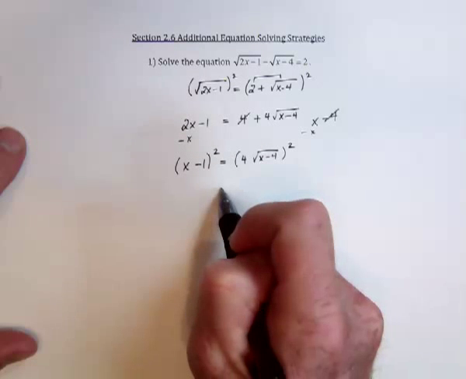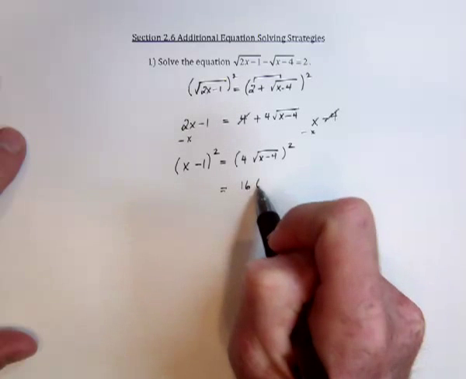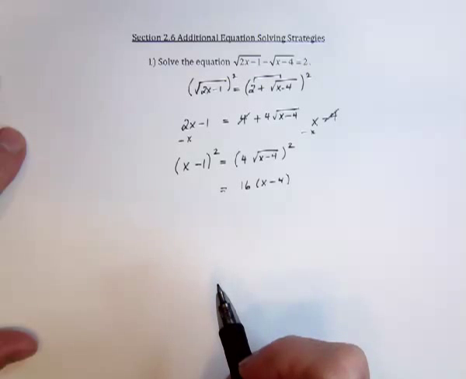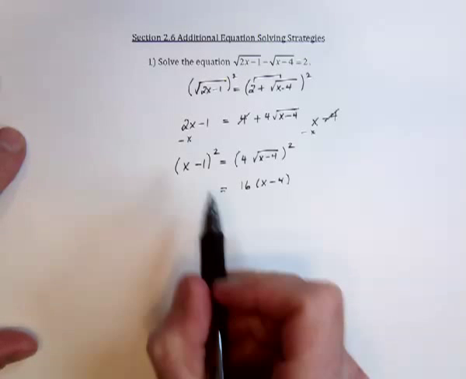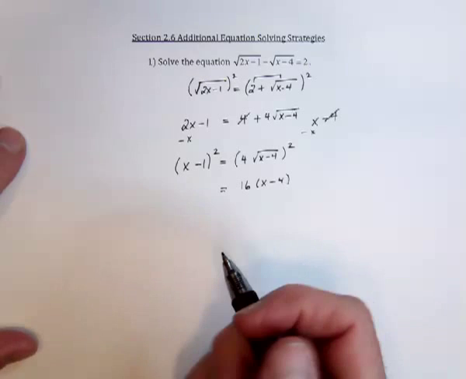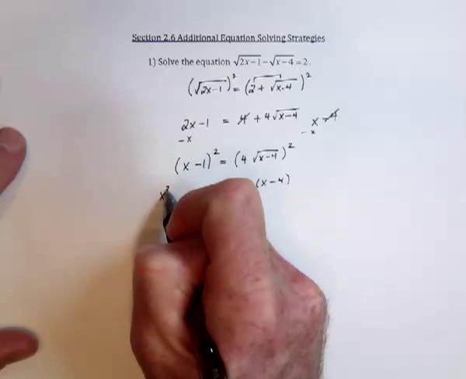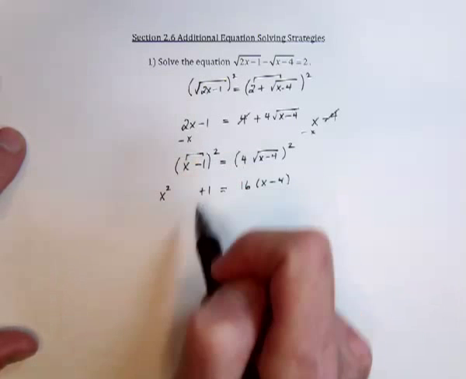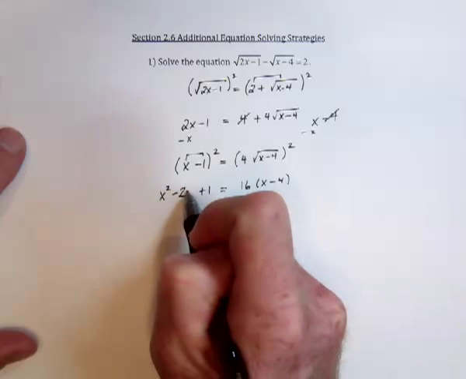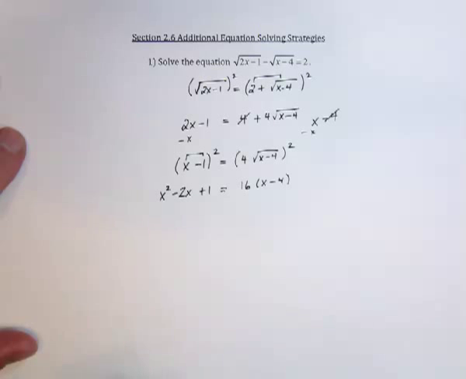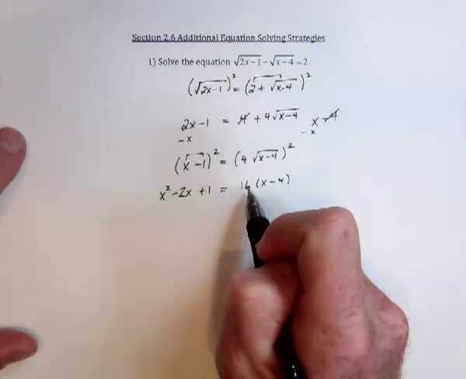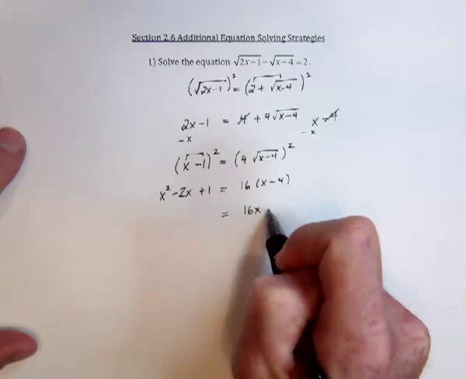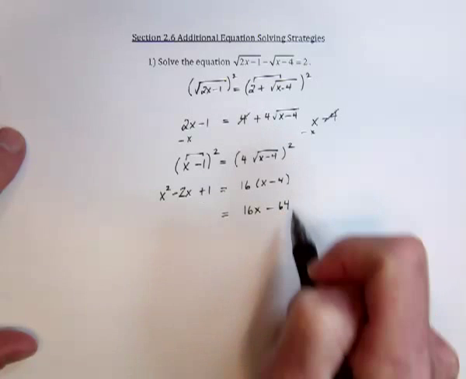So on this side, as I said, it's going to become a 16 and an x minus 4. Well, the 16 needs to be multiplied with all of that, so put the x minus 4 in parentheses. And over here, again, FOIL or use the distributive property, or square the first item, square the second one, multiply the two, and double the result, negative 2x. Next, we're going to distribute the 16, so it's going to be 16x minus 64.